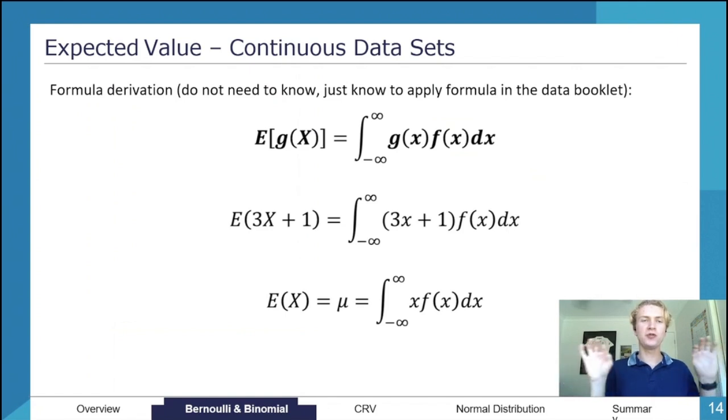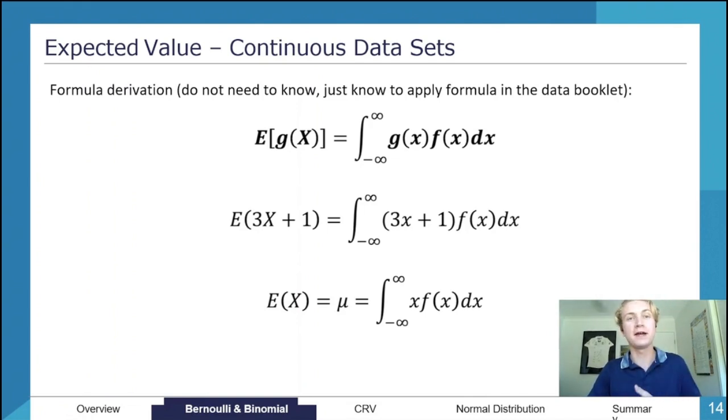So this is the derivation of the expected value formula for continuous data sets. Now, you don't need to know this derivation. I've put it here just for a bit of fun, and also as a bit of an example. I know that there are super brainy maths people out there looking at this going, oh yeah, so that's how it works. But you don't need to know it. What I want you to know is that last line there, because that is in your data booklet.